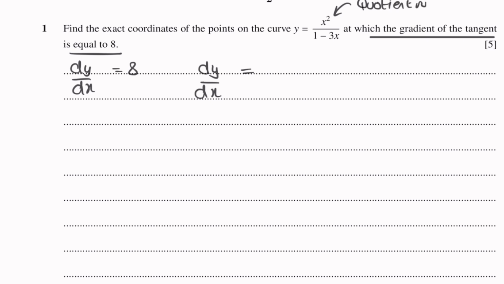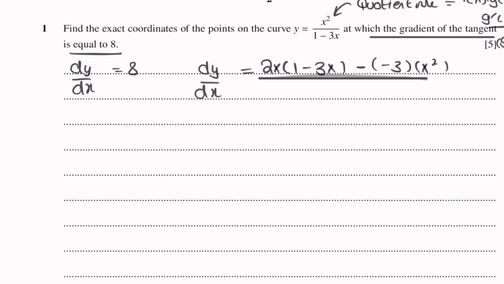When you use the quotient rule, it says the derivative of the numerator times the denominator, minus the derivative of the denominator times the numerator, divided by the denominator squared. You have to follow that order and make sure to put that minus sign. So it's really going to be 2x into 1 minus 3x, minus the derivative of the denominator, which is minus 3, times x squared, divided by 1 minus 3x, the whole thing squared.